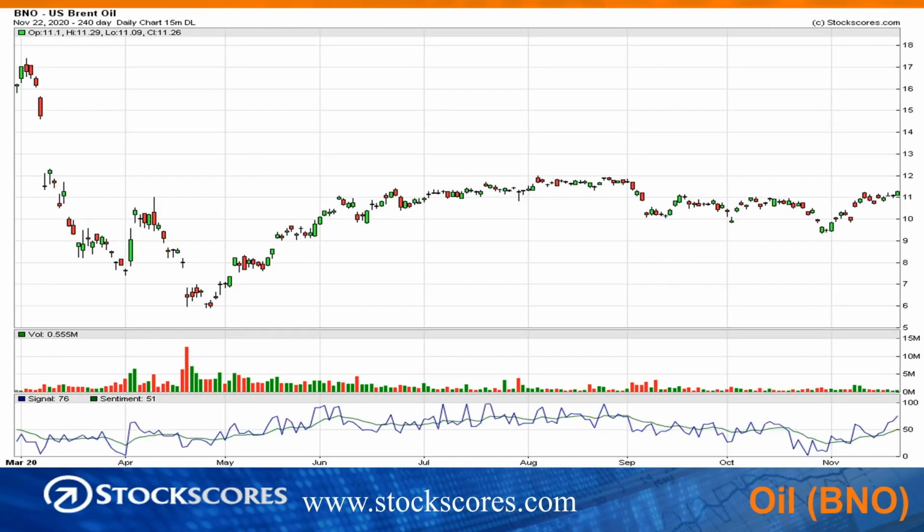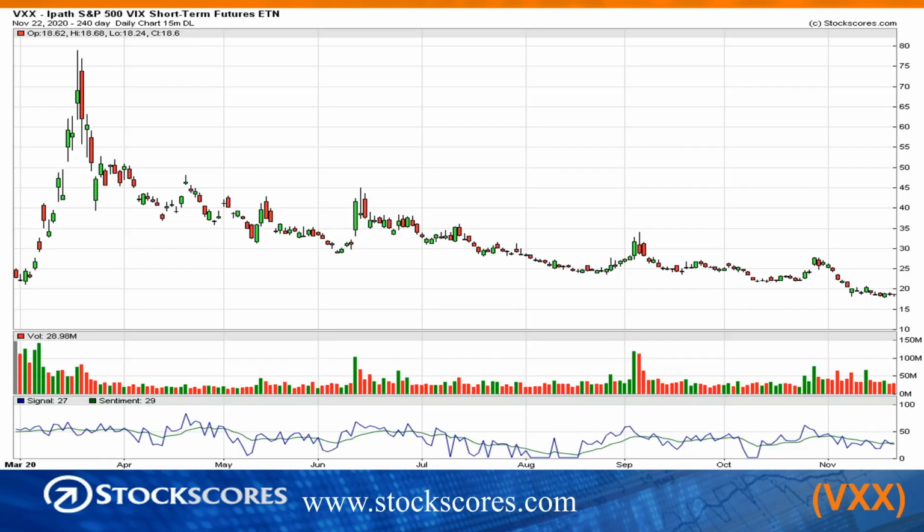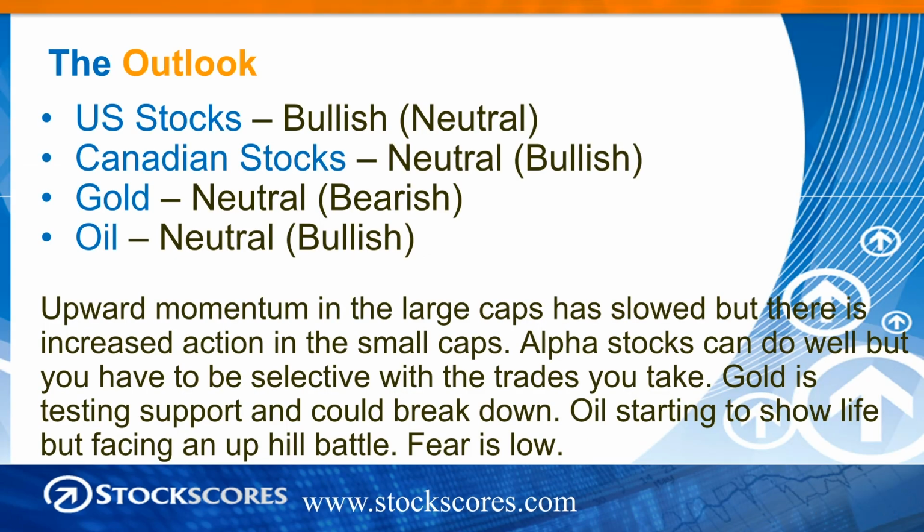Oil has made a little bit of a resurgence in the last little while. You can see a general upward bias. It is still stuck in this range, and it is still below resistance, but if we can break through 12 on the BNO, that's good. Until then, I'm relatively neutral long term. And finally, the fear chart, you can see that fear is falling, the tops are falling, and therefore fear is low.